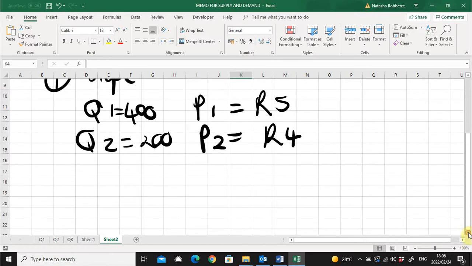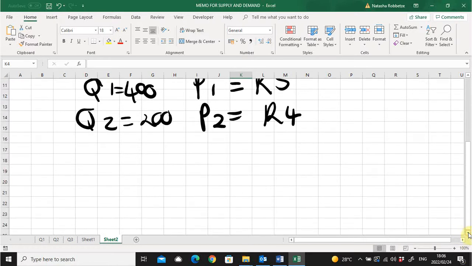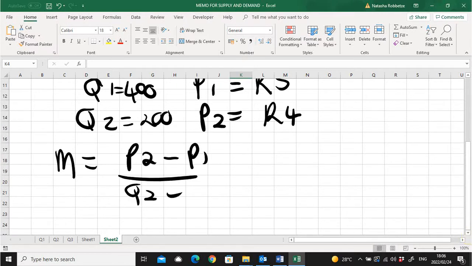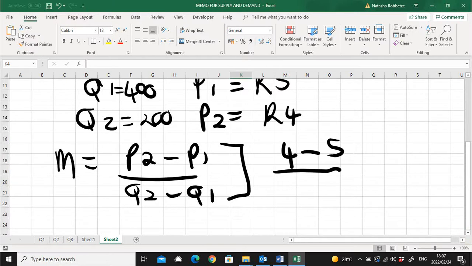Now let's do our slope calculation. There's a formula for the slope. It says M is P2 minus P1 over Q2 minus Q1. So if we apply this formula, P2 was 4 Rand, P1 was 5 Rand, and Q2 was 200 and Q1 was 400, right? That will result in -1.